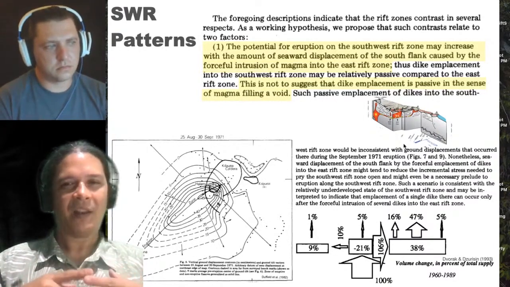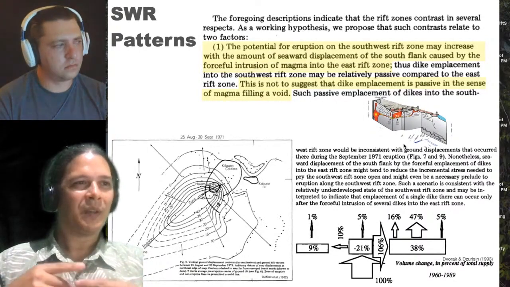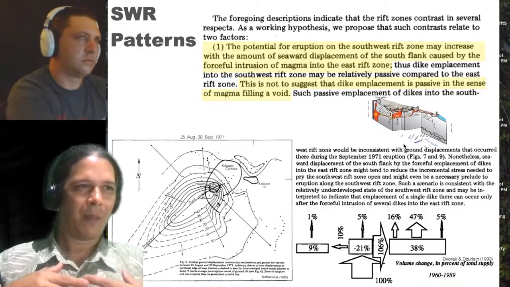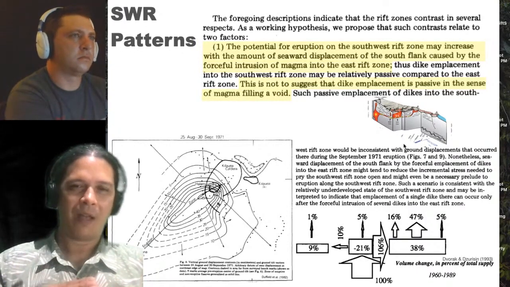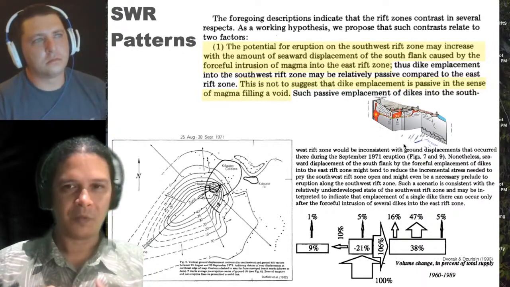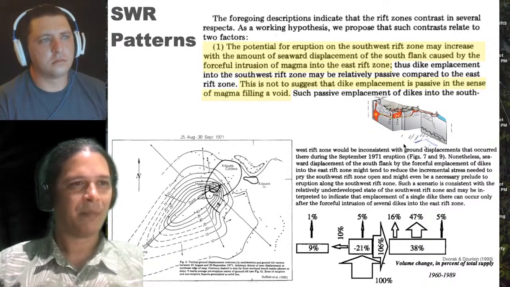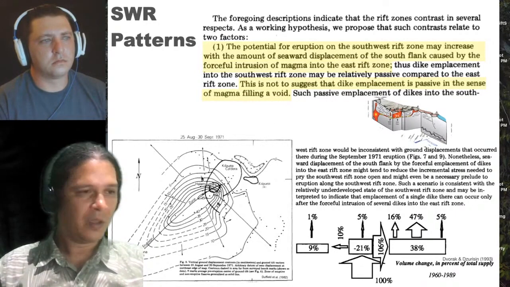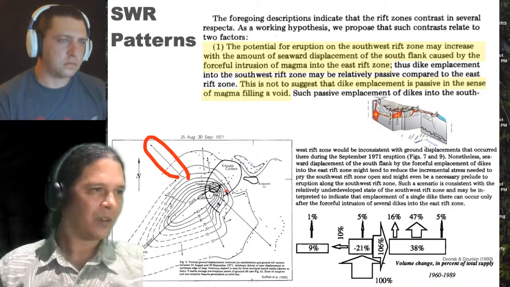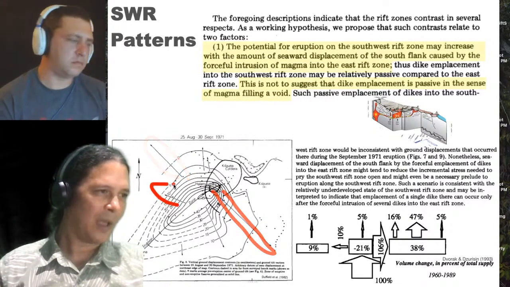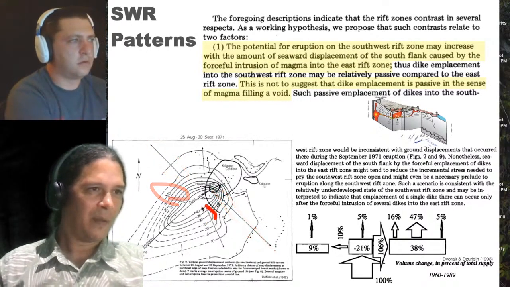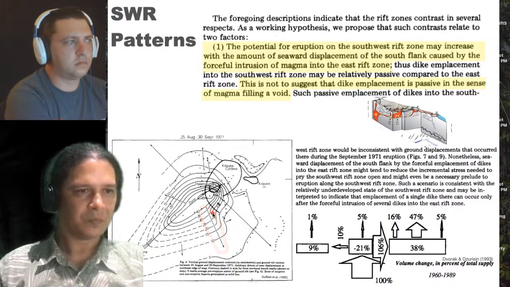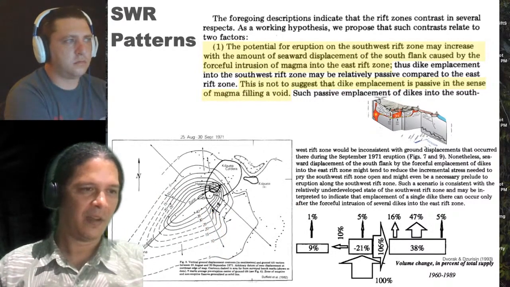But you can't get that unless you have a lot of movement of the south flank, in theory caused by the combination of magma intrusion and gravity as well. They only mention magma in this case. Right? They do say, this is not to suggest that dike placement is passive in the sense of magma filling a void. Right, I pointed this out as well. Here's a vector diagram with arrows pointing out from the eruption site as well. They say that passive emplacement will be inconsistent with the displacements during these eruptions. So that's the key there, right?